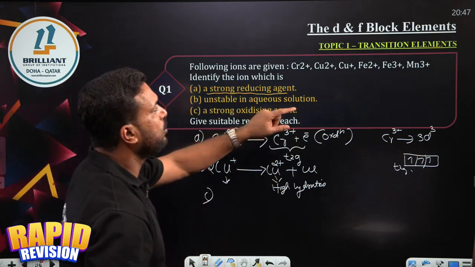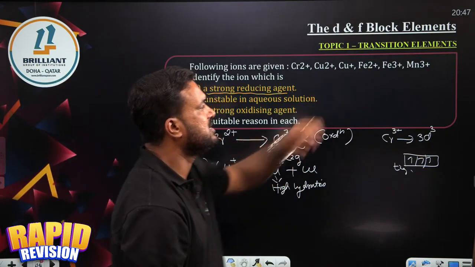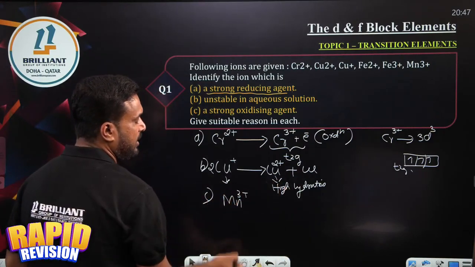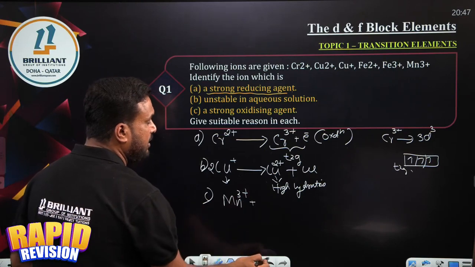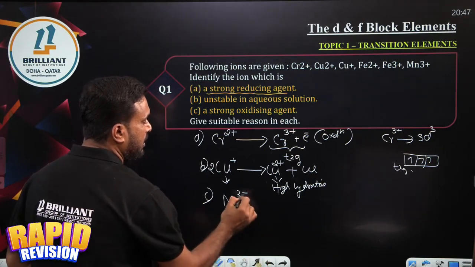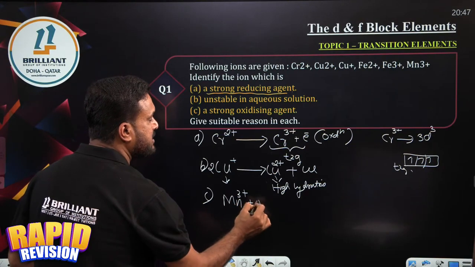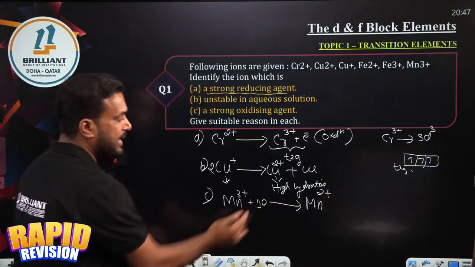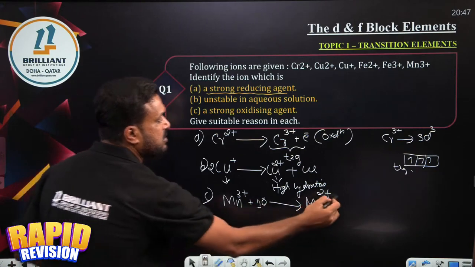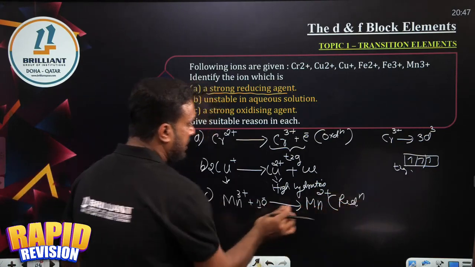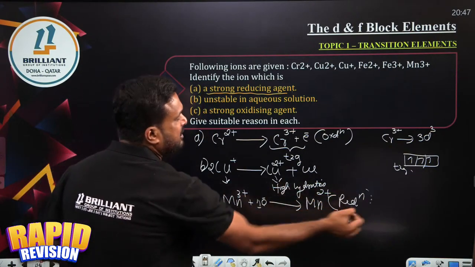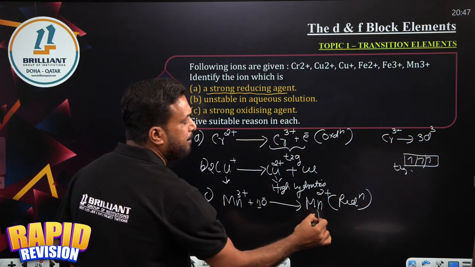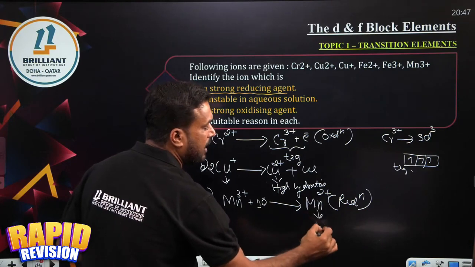C. A strong oxidizing agent. Which one is the strong oxidizing agent? I think it is Mn3+. Why? Mn3+ will readily accept 1 electron and be converted to Mn2+. Accepting 1 electron means that process is called reduction, and undergoing reduction means a strong oxidizing agent. They are asking for the reason, that's why I am explaining. Why is Mn2+ stable? Because of half-filled d.